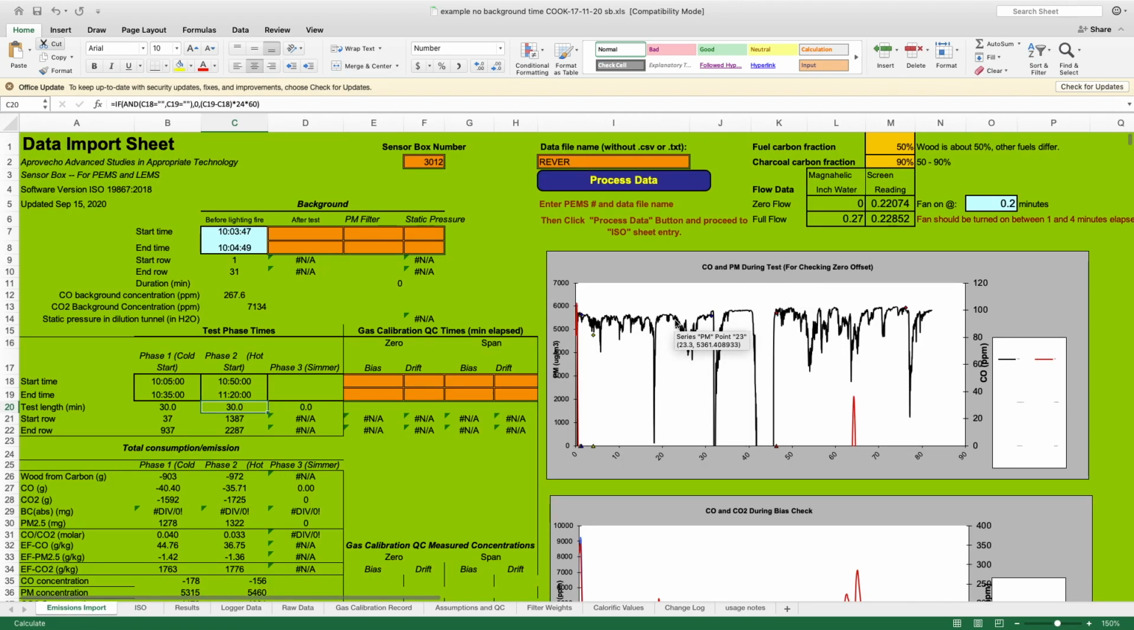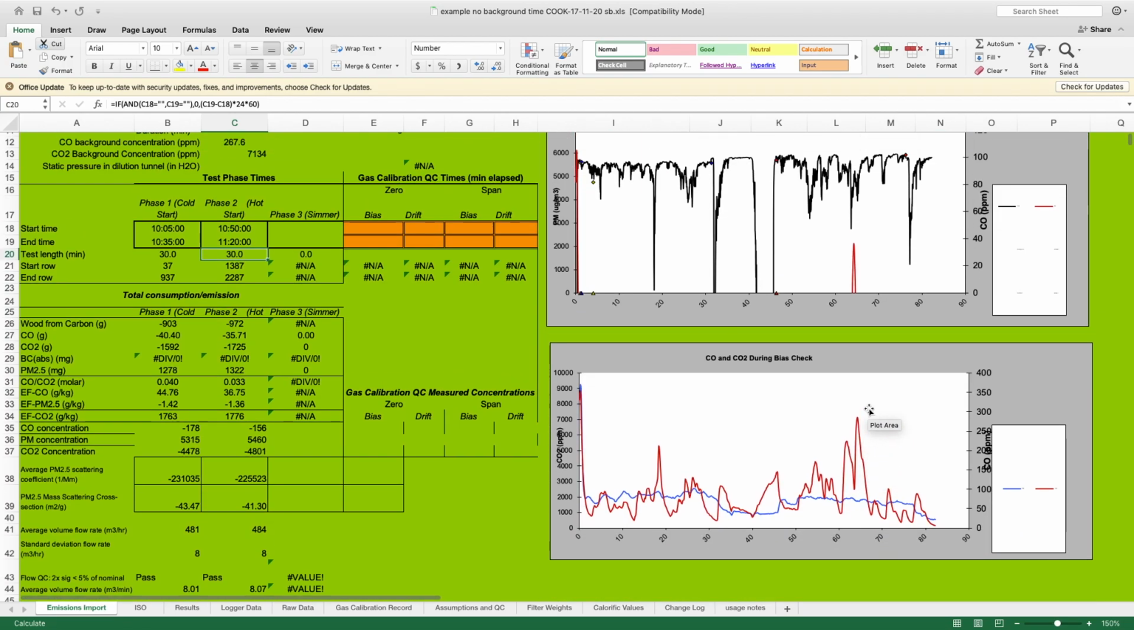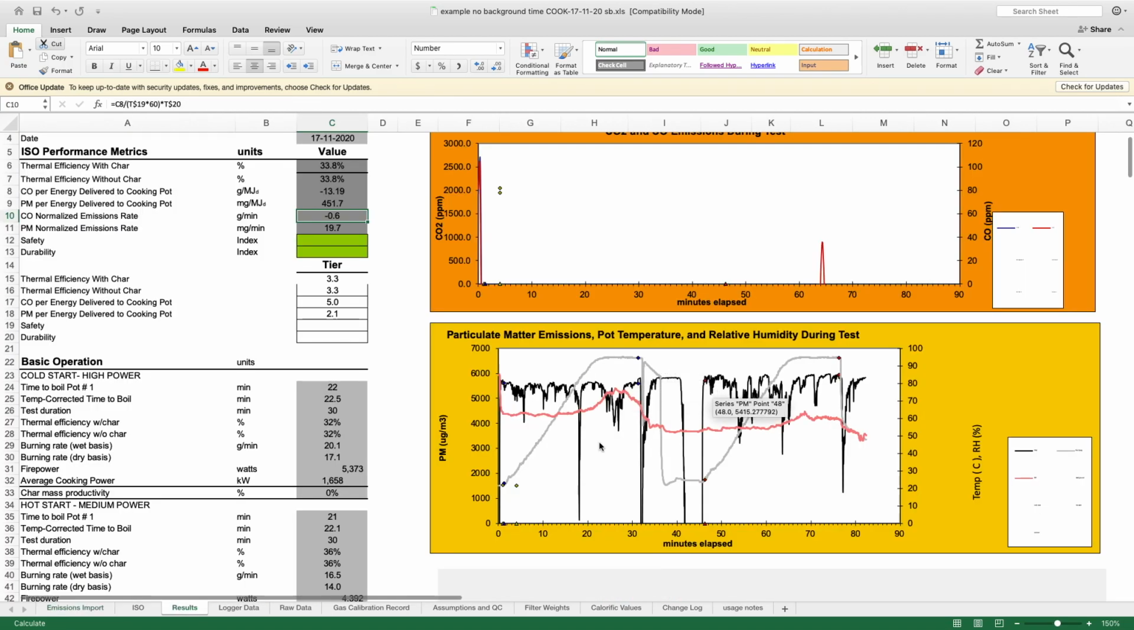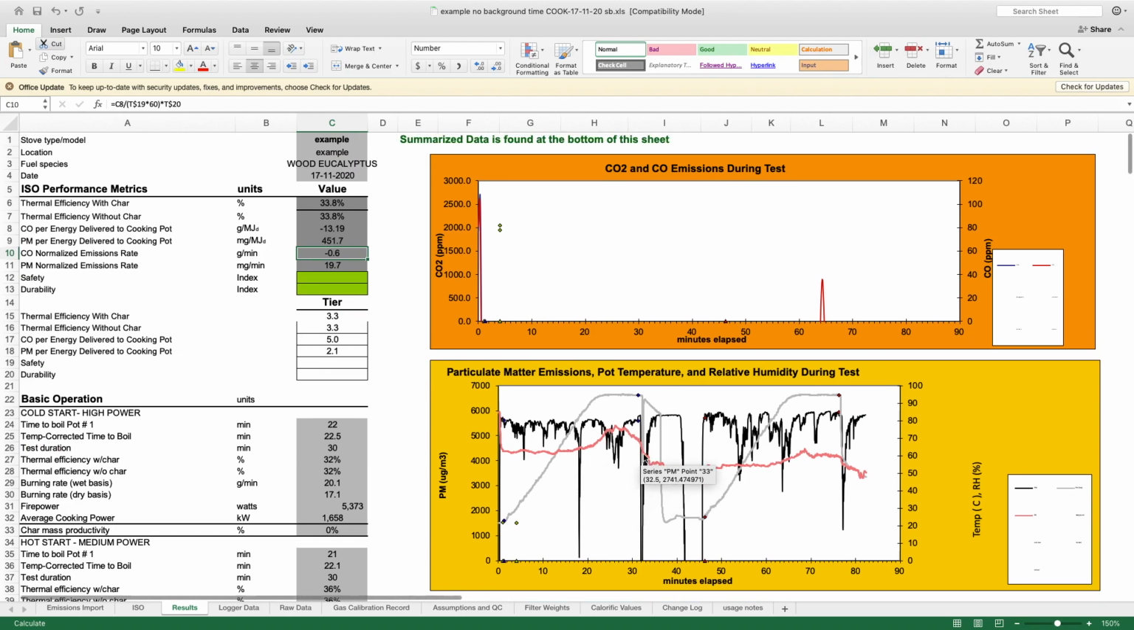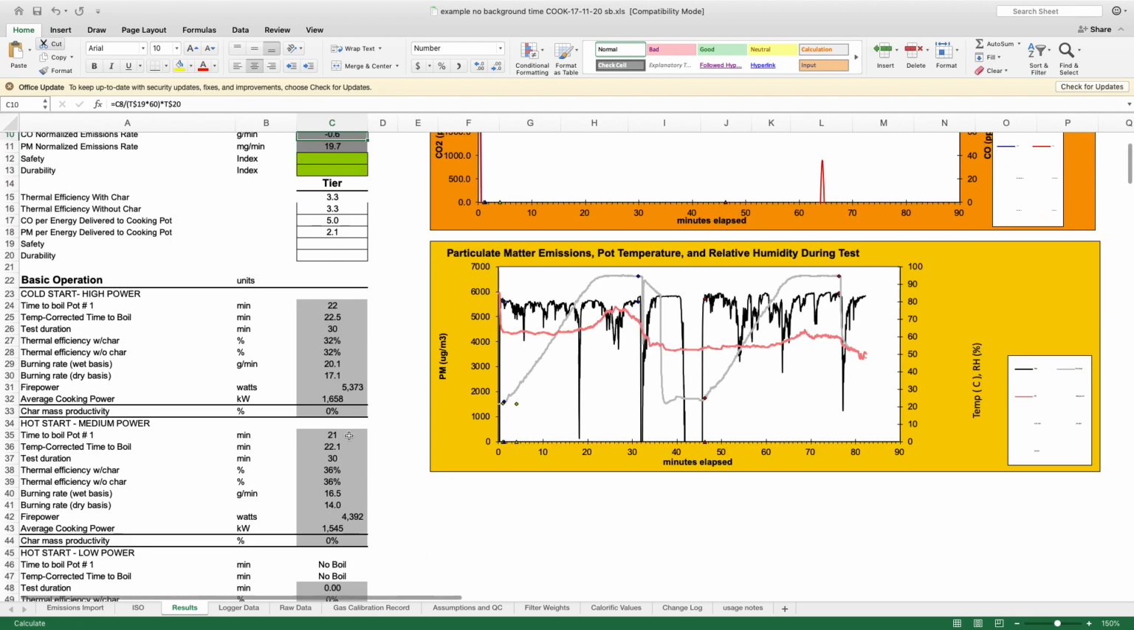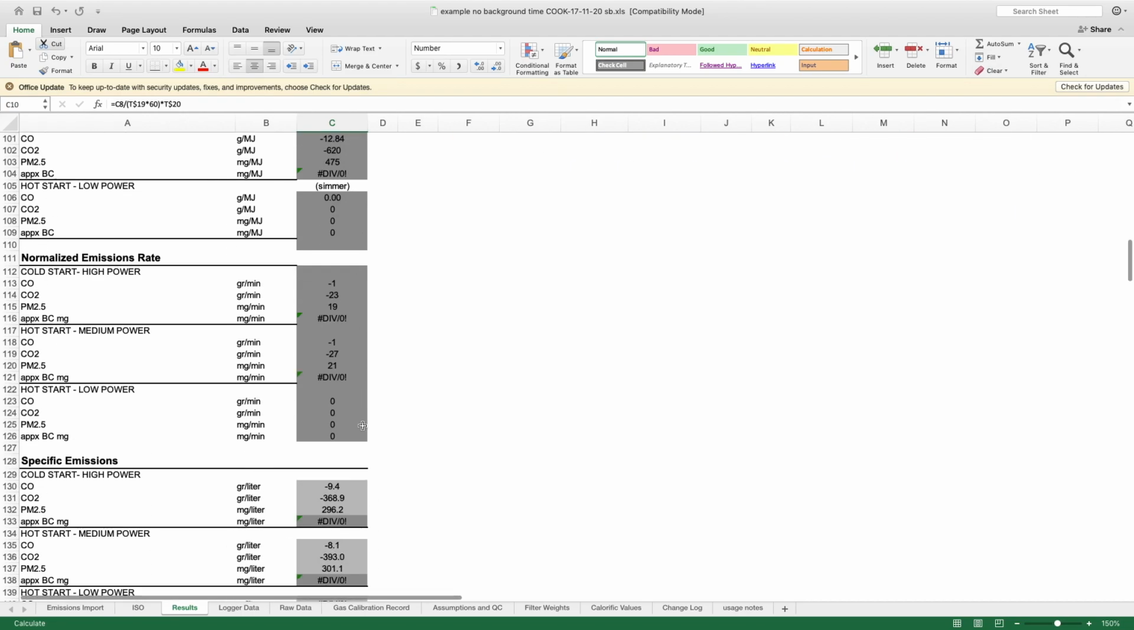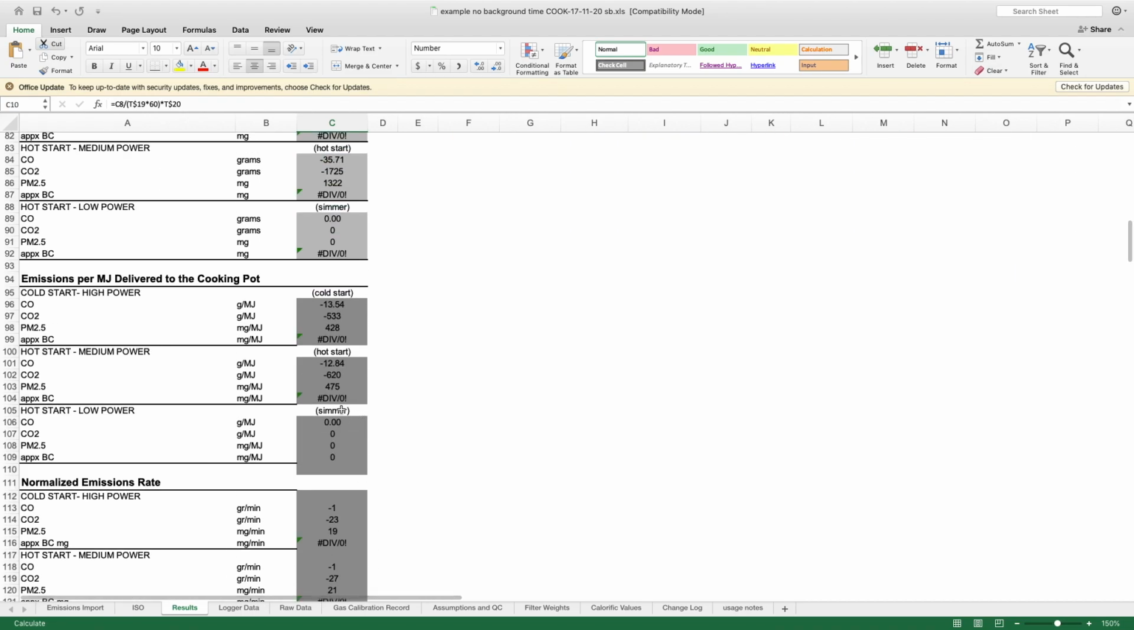But this graph shows it's upside down. The PM graph is upside down. You can't see any of the CO. And when we go to results, here's the upside down PM graph. You can't see CO or CO2. The CO is negative. The PM is still positive. And then when we go down to any of the CO2 metrics, they're negative.